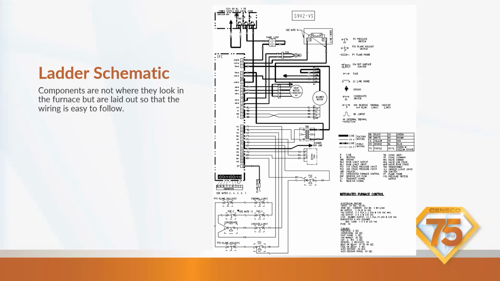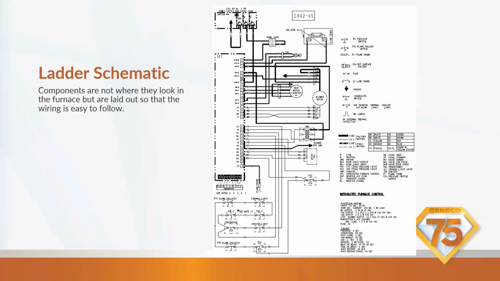All the parts that connect to each other are right next to each other in a ladder schematic. And so it's easy to follow the electrical voltage, but just because they're right next to each other on a ladder schematic doesn't mean they're next to each other in the furnace. You might have parts that are in different compartments side by side in a ladder schematic, but in an actual furnace, one's in the blower compartment, one's in the burner compartment, completely different sides of the furnace. So ladder schematics are great for tracing wires, but not for finding the parts in your furnace.